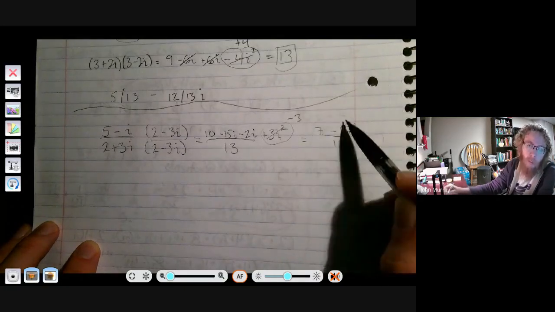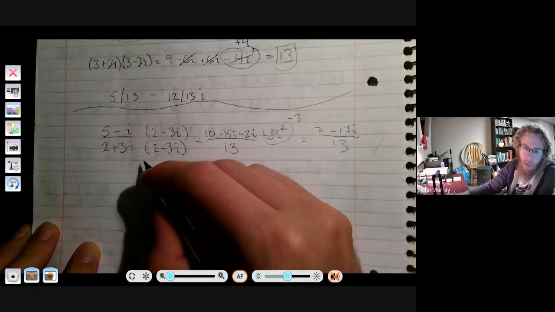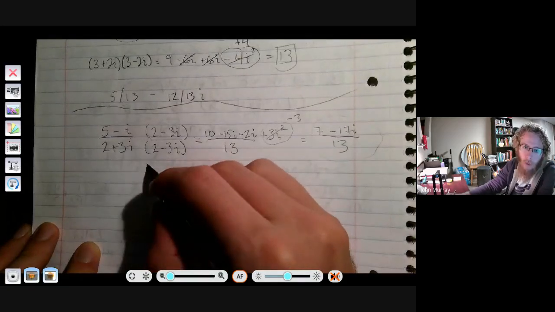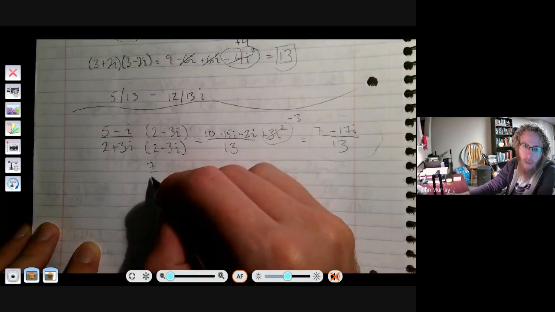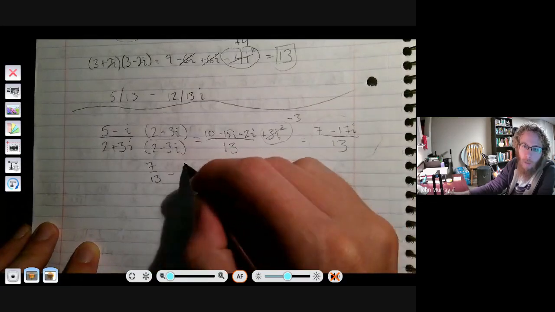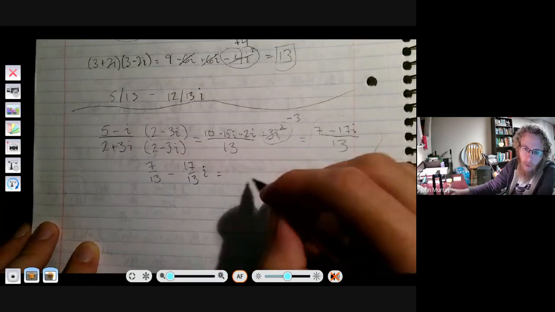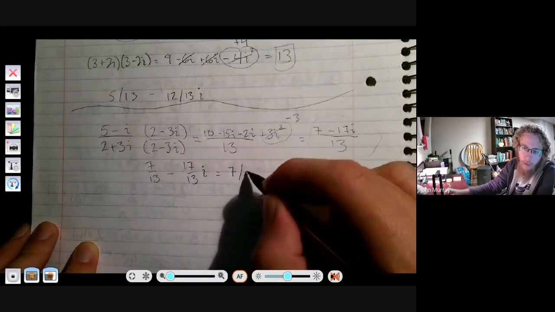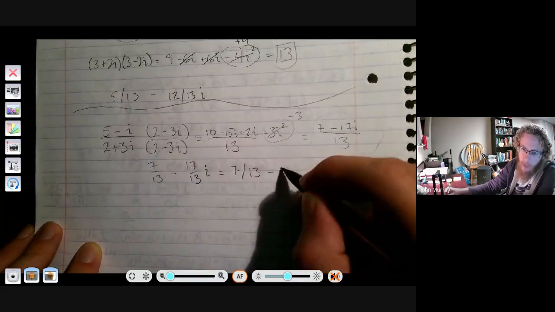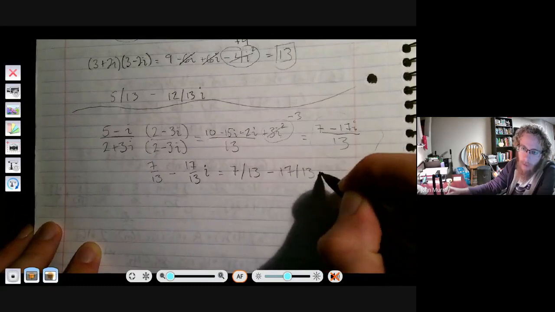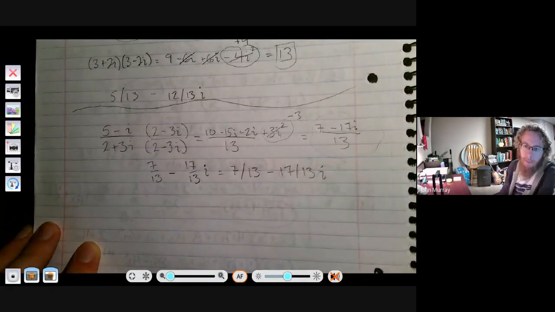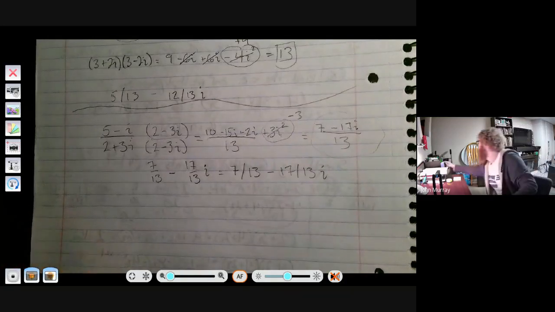Okay, so that's one way you could type it, but I asked for it in standard form. So that would be 7 over 13 minus 17 over 13i. Or if you wrote that out, 7 divided by 13 minus 17 divided by 13i. All right, any questions there?